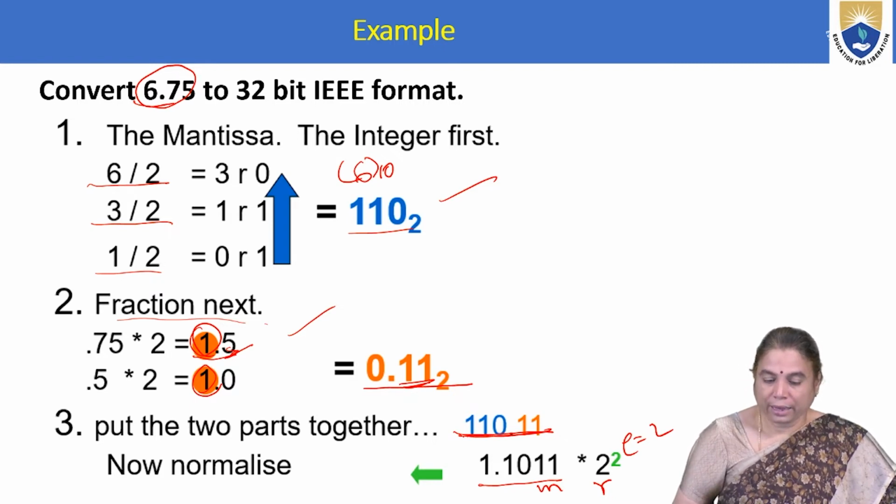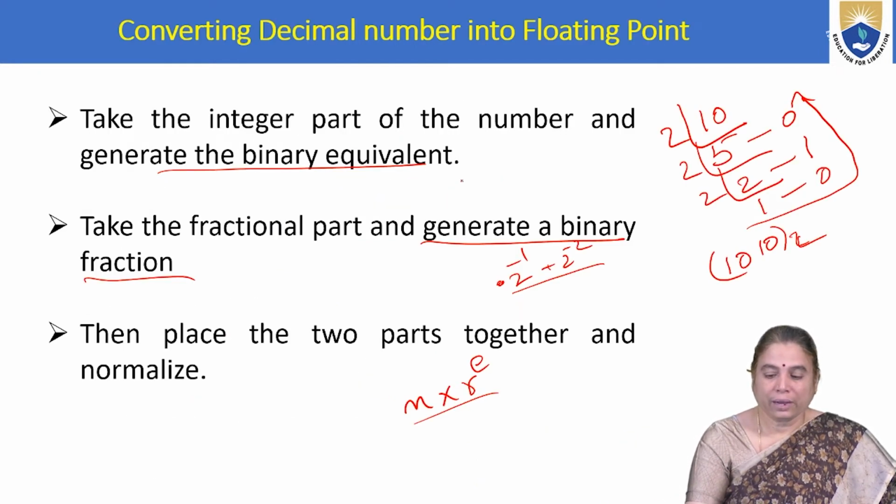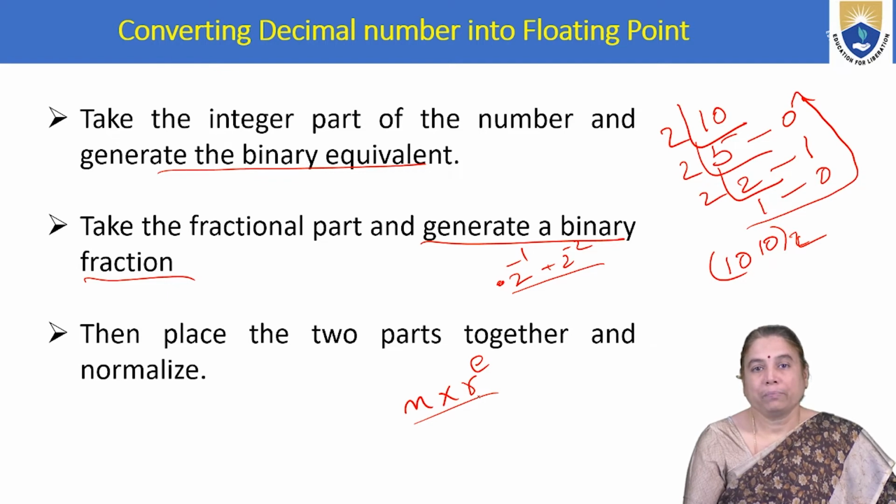Here it has to follow 3 steps. One is take the integer part of the number and generate the binary equivalent. The second step, take the fractional part and generate a binary fraction. Next, place these two parts together and normalize in order to represent mantissa multiplied by radix power e value.